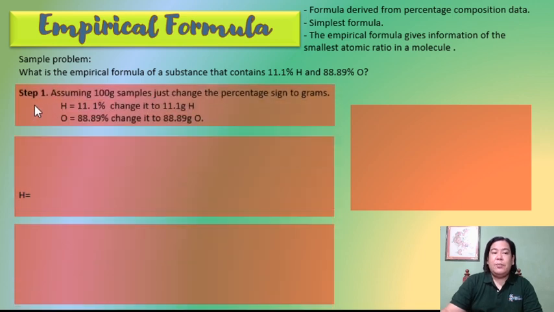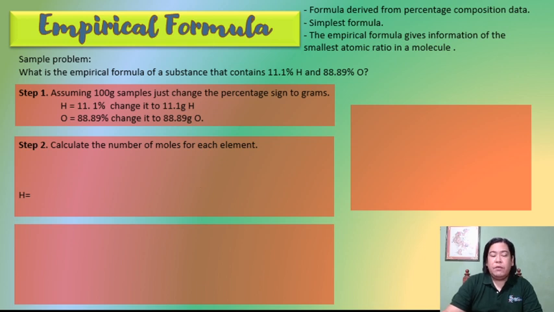Step 1: assuming a 100 gram sample, just simply change the percentage sign of the given element to grams. Hindi mo na kailangan mag-compute, just simply change it to grams. That is step 1. So these two values, 11.1 grams hydrogen and 88.89 grams oxygen, will be used in step 2 in computing for the number of moles.